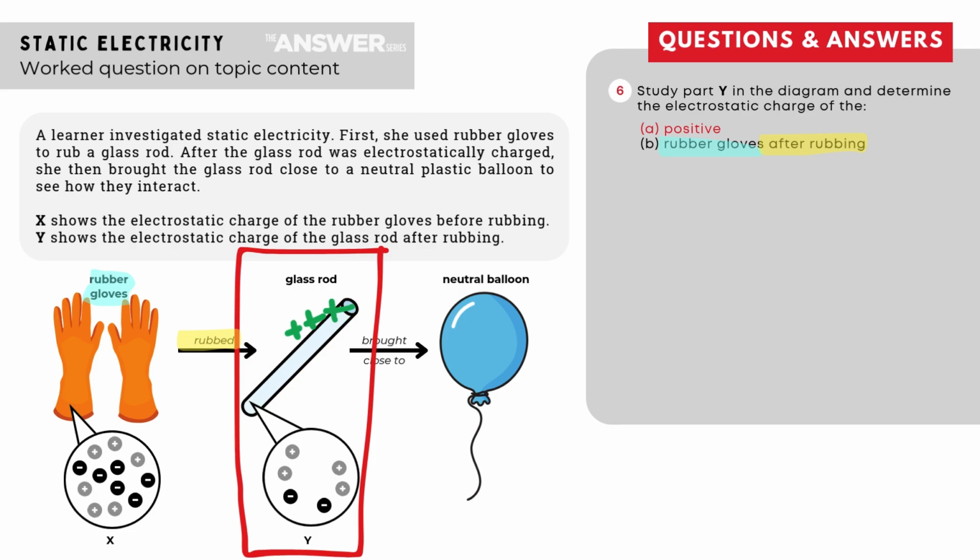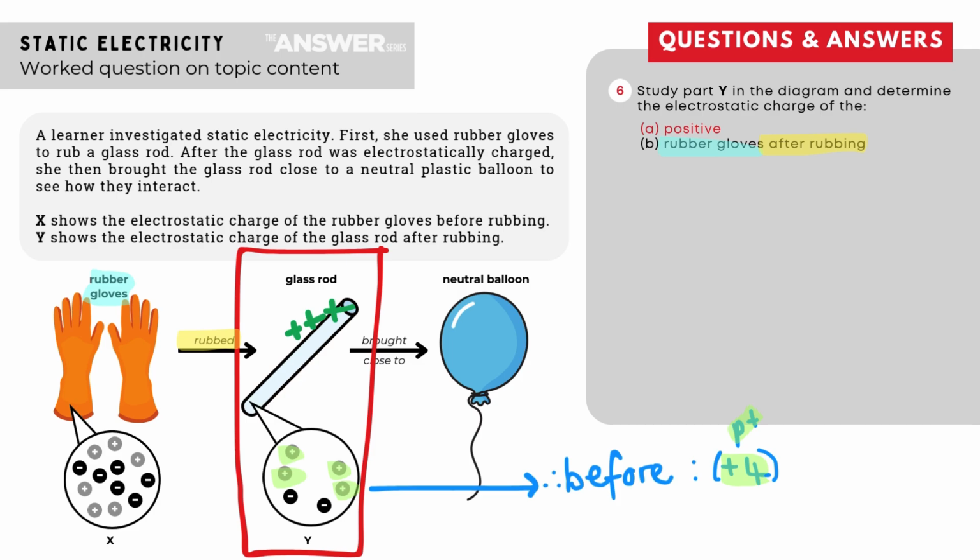We know that the number of protons in the atoms of an object cannot change. Protons cannot be transferred to or from the atom, so they will remain the same. So the 4 protons we see after rubbing in the glass rod's simplified atom means that there were 4 protons before rubbing as well.